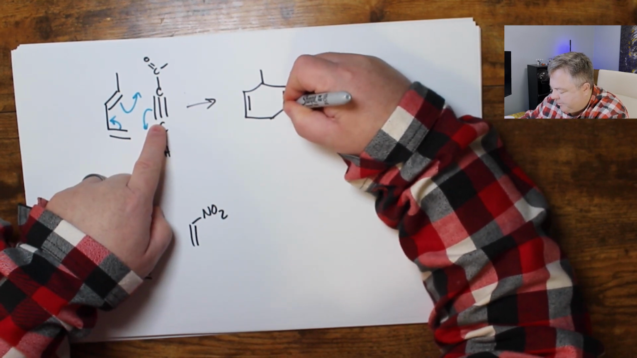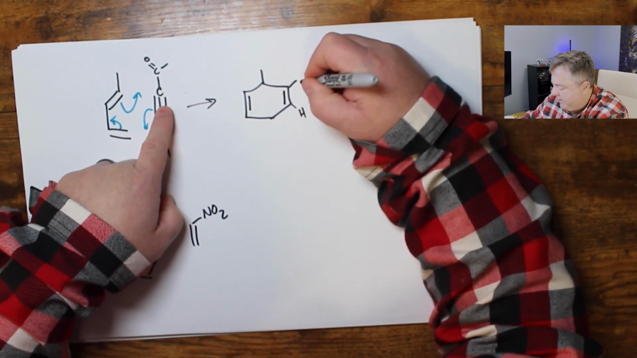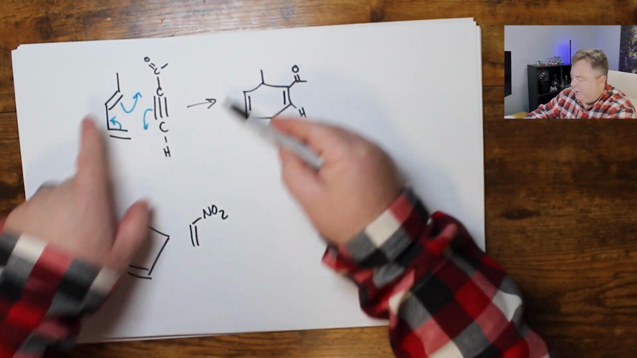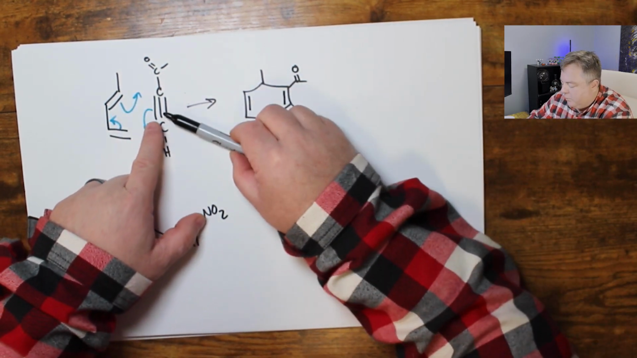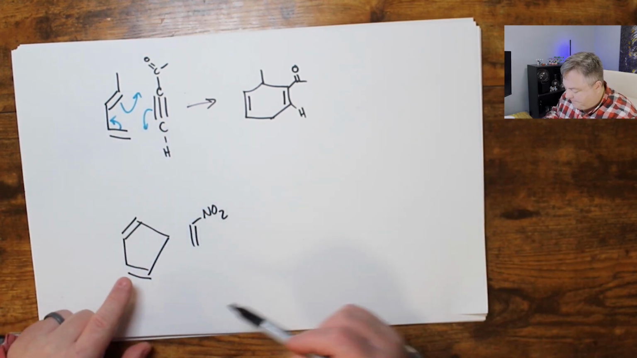So I started with the triple bond. Now I have a double bond here. And on this carbon is the carbonyl. So you just work your way around the ring. Notice that when you have triple bonds, you end up with a double bond at the end of the reaction.